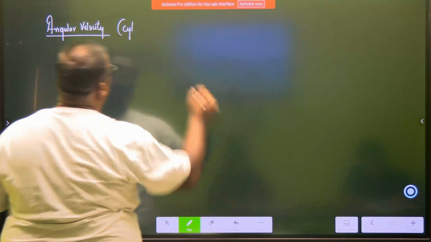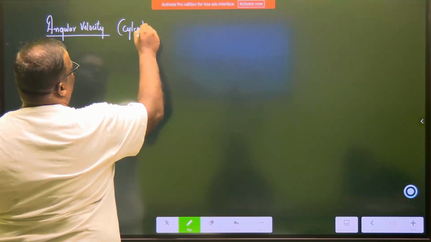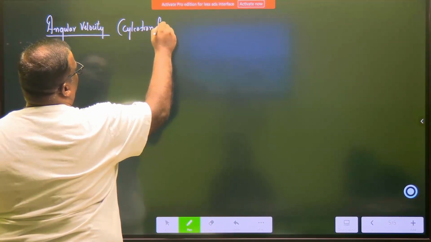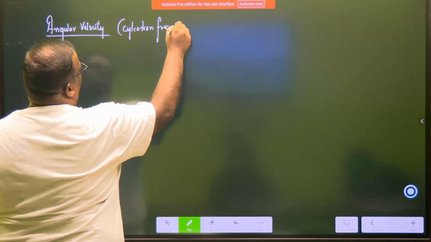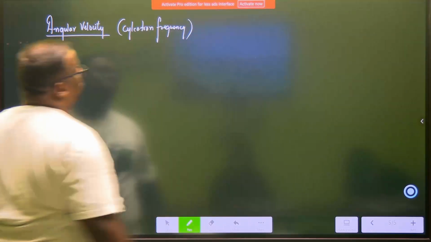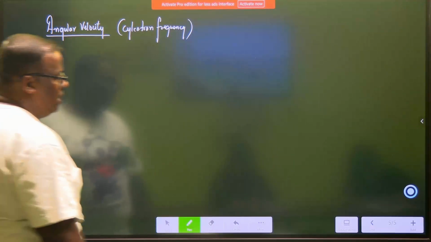Why is it a cyclotron? Because if you have a charged particle, then it moves in a circle. How does it move in a circle? Make the velocity perpendicular to the magnetic field.